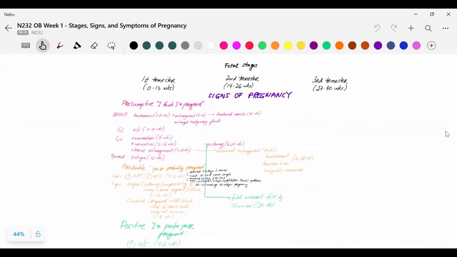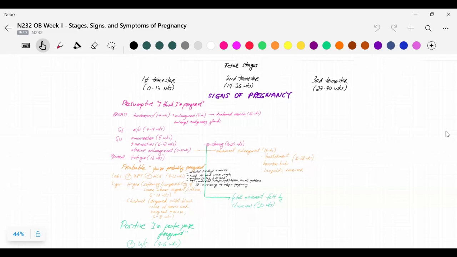And I also have here the trimesters of pregnancy. So we divide it into 3 trimesters. First trimester is 0 to 13 weeks, second trimester is 14 to 26, and then 27 to 43 is the third trimester. I want you to remember those because when you go into bleeding and other topics later on, we talk about them by trimester.